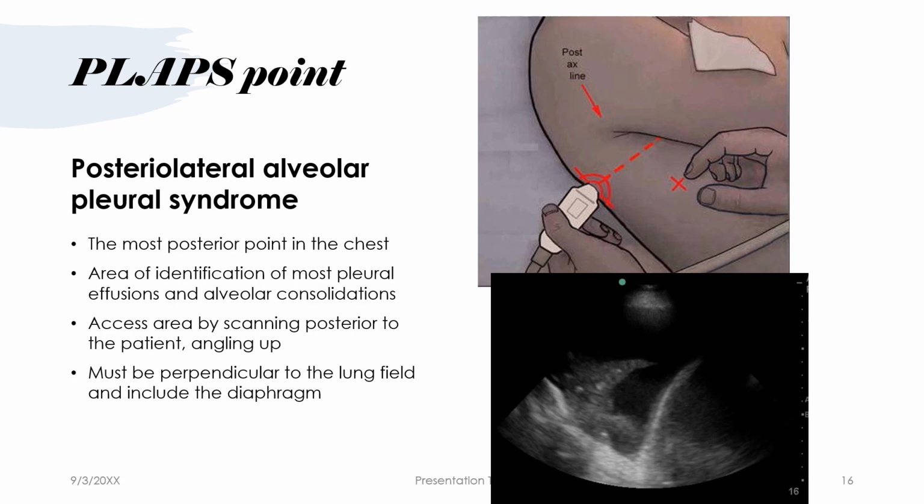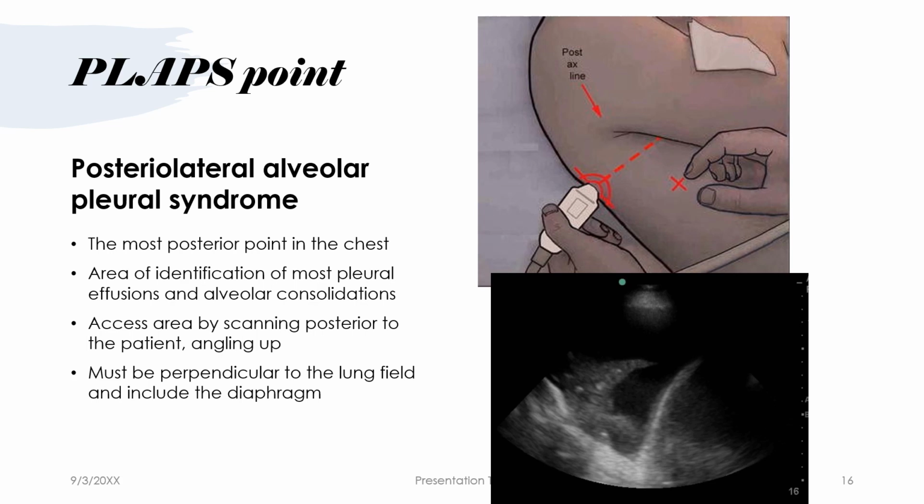Now, the hot spot of these exams is really considered the posterolateral alveolar pleural syndrome space. They call this the PLAPS point. This is the most inferior aspect of the posterior lung, so this is the part that is going to collect all of that free fluid, hemothorax or pleural effusion fluid, if it is present. It's the most dependent and the lowest area.